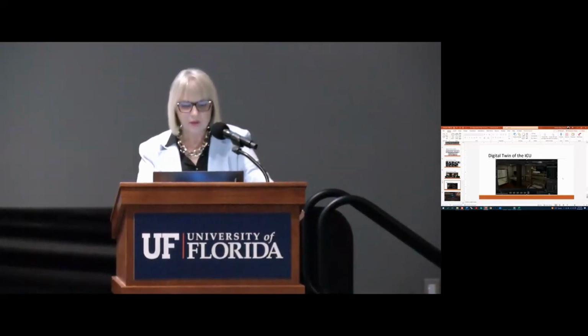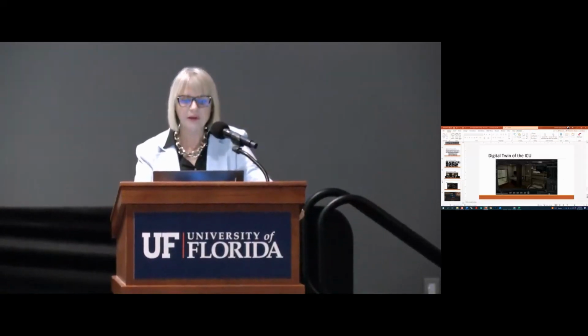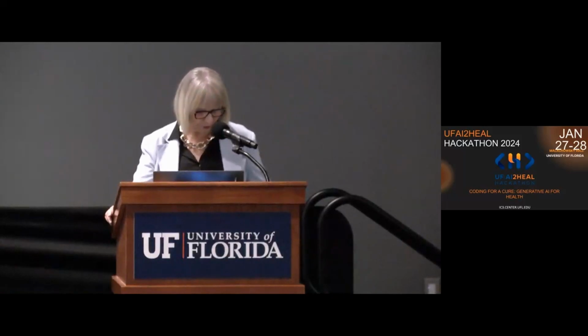So before I end, I will have to make a little announcement. The College of Medicine is going to organize the UF AI to Heal Hackathon in 2024. We had one last year. This is going to be January 27, 28 in Malachowsky Hall for the first time, Coding for a Cure, Generative AI for Health. So please spread the word. We hope to have everyone, you don't have to be a student, everyone who is interested in using generative AI for a cure for health will hopefully join us in the new space.